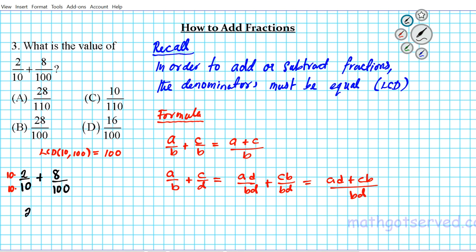Alrighty, so we're going to have 20 over 100 plus 8 over 100. Now that the denominators are identical, we can go ahead and add just the numerator. Don't add the denominator, please. Just add the numerator and keep the denominator. That's how you add fractions. And you have the unreduced form is 28 over 100. Of course, you can reduce that to 7 over 25, but we're looking for the intermediate form. The answer to question number 3 is option letter B.